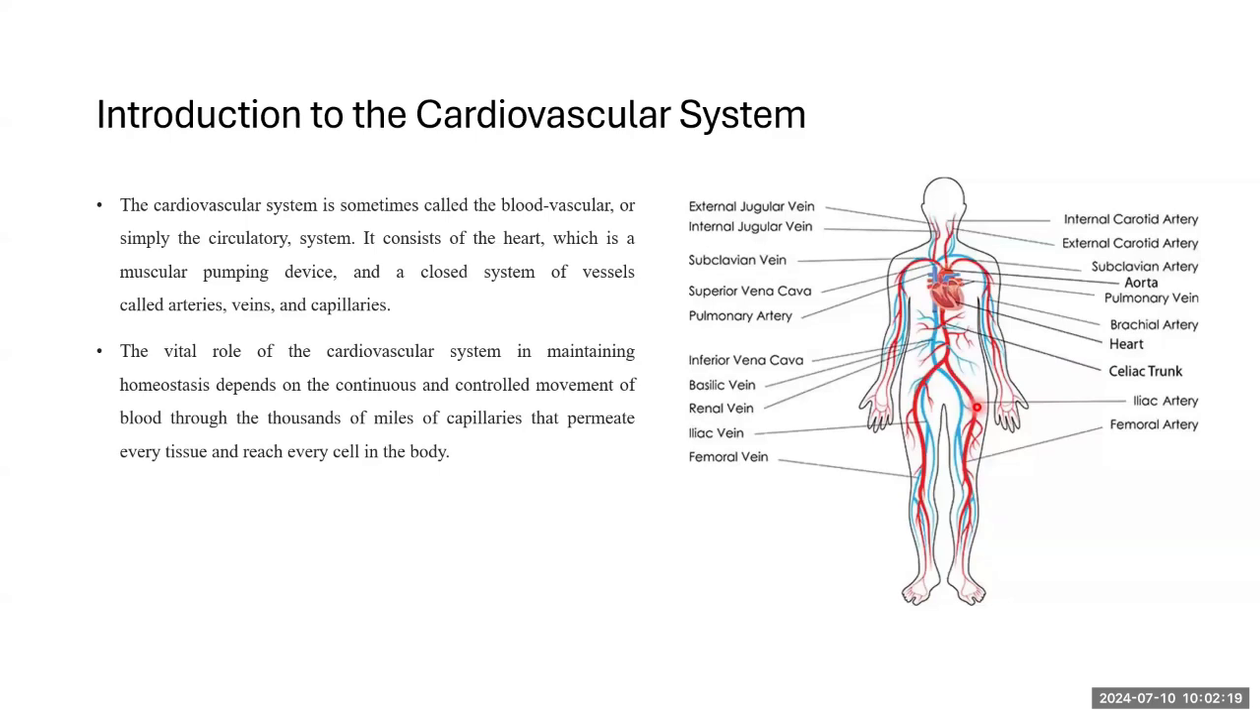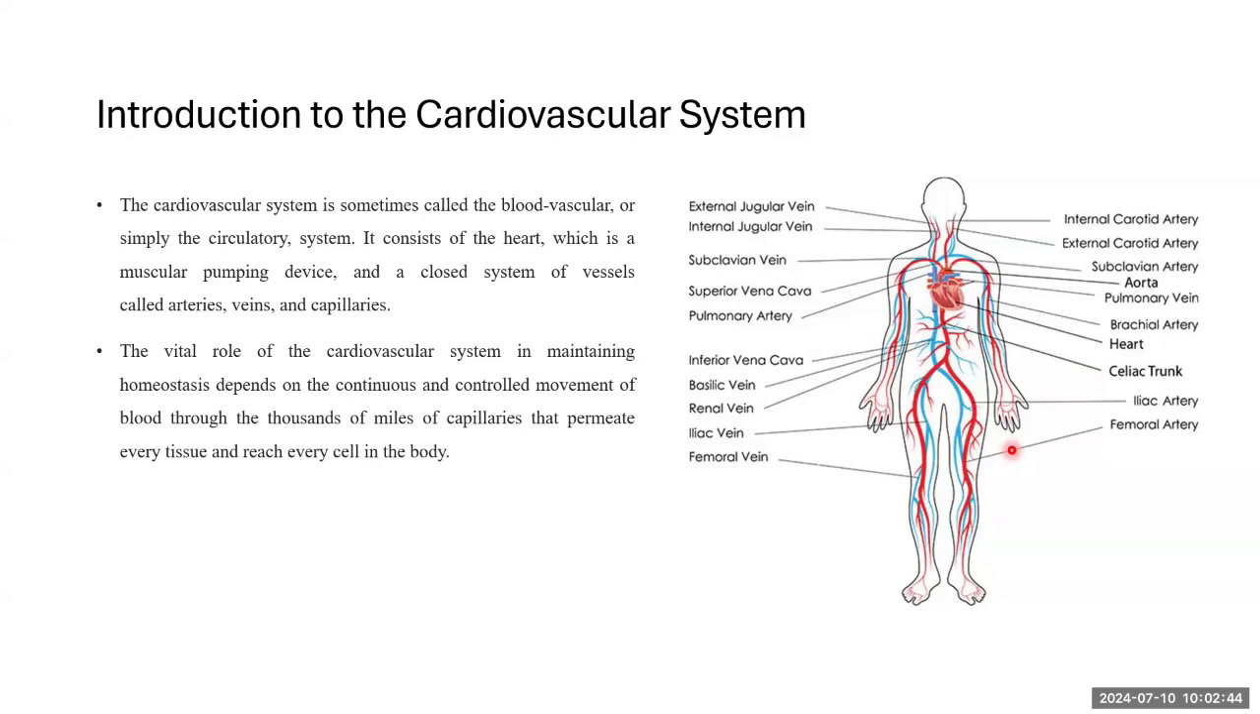There are major blood vessels, major arteries, and major veins which branch out to become smaller and smaller at the end and turn into capillaries. Capillaries are basically the junction of arteries and veins. So it's the point where an artery ends and where a vein starts.